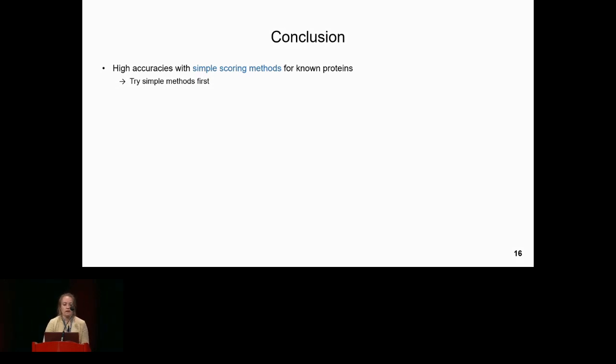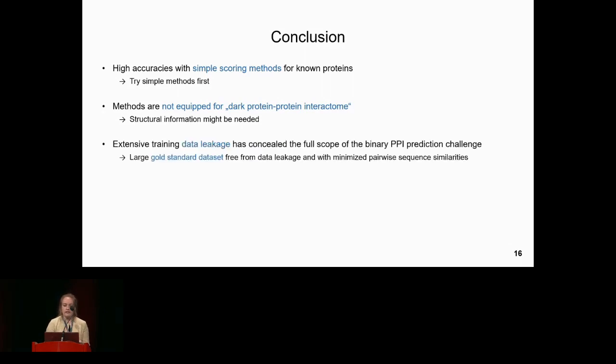Secondly, we saw that the current methods, not even the deep learning methods, are currently equipped for prediction of the dark protein-protein interactome, so proteins that were understudied and have no similar sequences found in existing PPI networks. And here we hypothesized that for those, structural information might be needed, or some more complex deep learning models. And finally, we think that the extensive training data leakage has actually concealed the full scope of the binary PPI prediction challenge. And for that, we also developed a large gold standard training, validation, and test dataset that is free from any data leakage and has minimized pairwise sequence similarities between the sets to rekindle renewed interest in this machine learning challenge and motivate further progress.